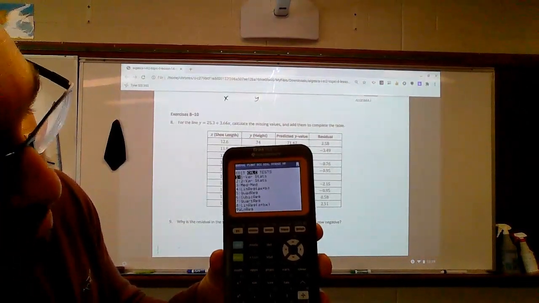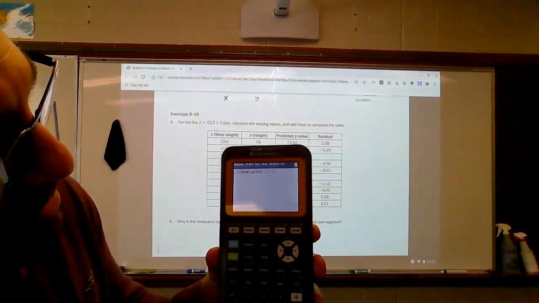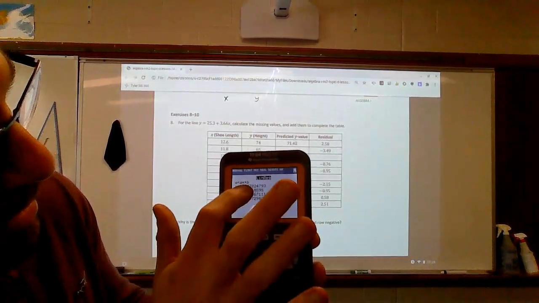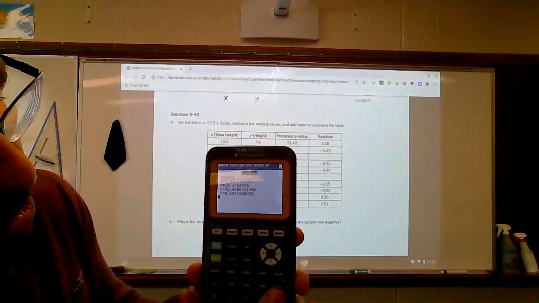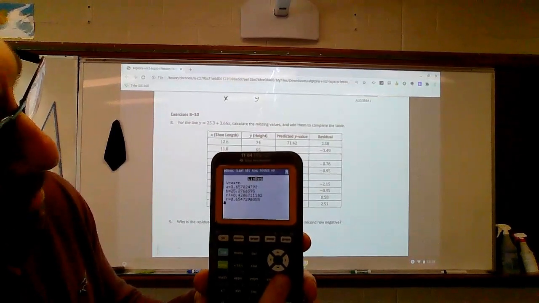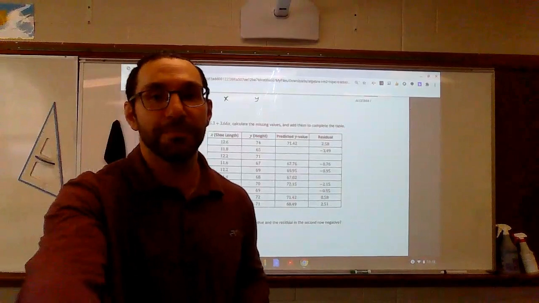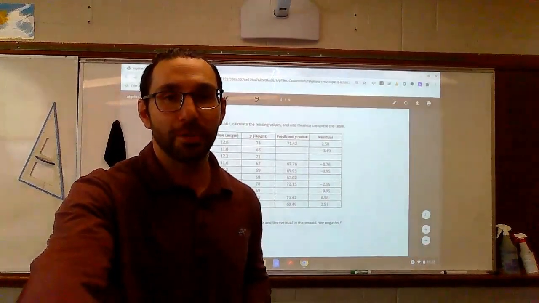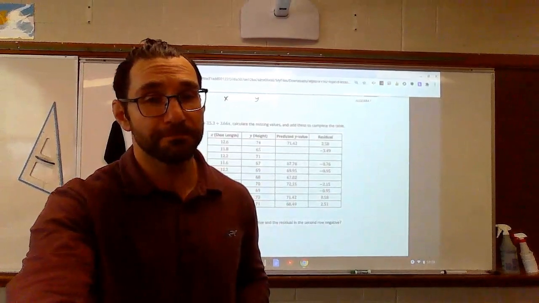Y equals mx plus b? Absolutely. I press 4. I press Enter until I come to this. Y equals ax plus b. We're going to deal with r in a little bit. That's the correlation coefficient, but we're not there yet. Okay? So I will help you if you need help with the calculators when you come in. This is linear regression, line of best fit, which we absolutely will be using.